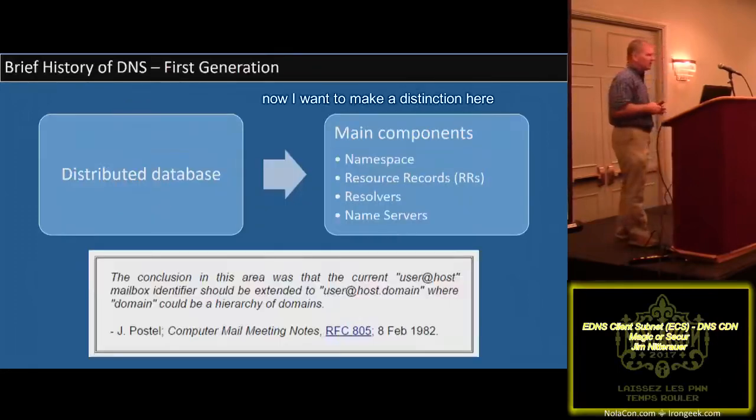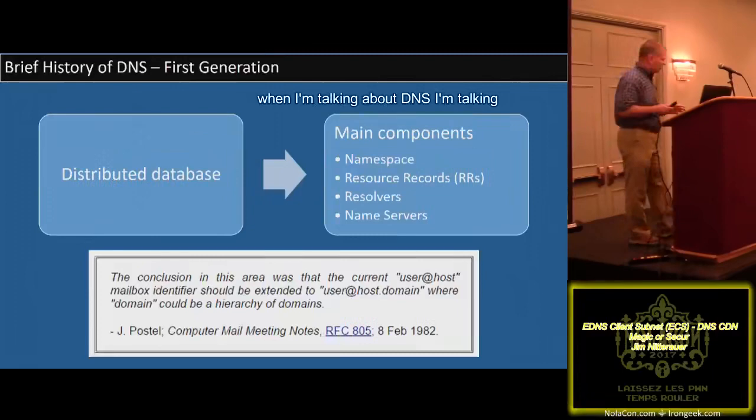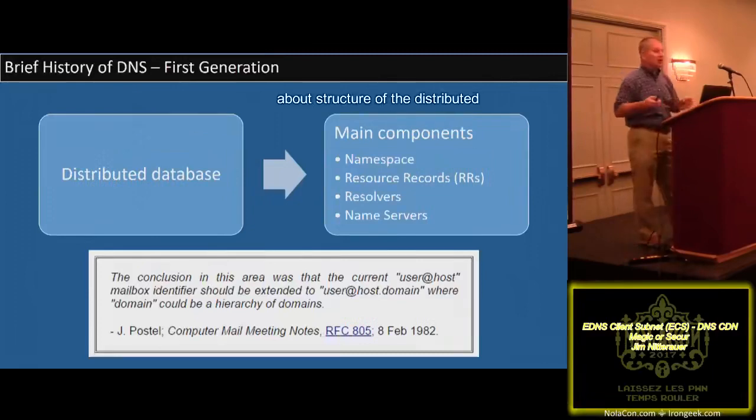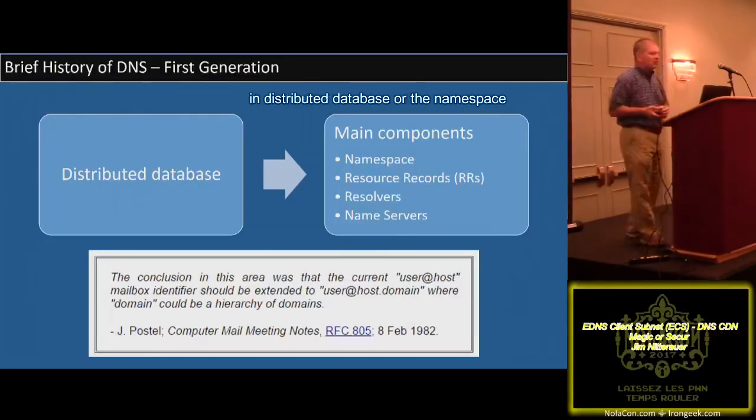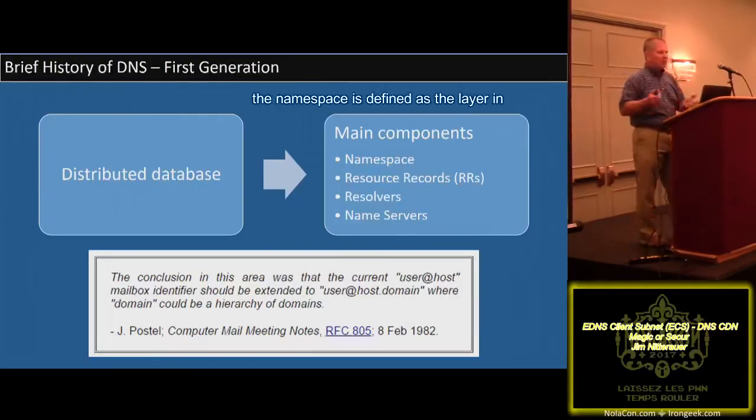All right, so DNS is a distributed database. Now I want to make a distinction here. When I'm talking about DNS, I'm talking about the structure of the distributed database and not the service that manages that database. Right now, they're two distinct entities, and we'll get to both of them here. So the main components in the distributed database are the namespace. The namespace is defined as the layer in the tree where your records are stored.